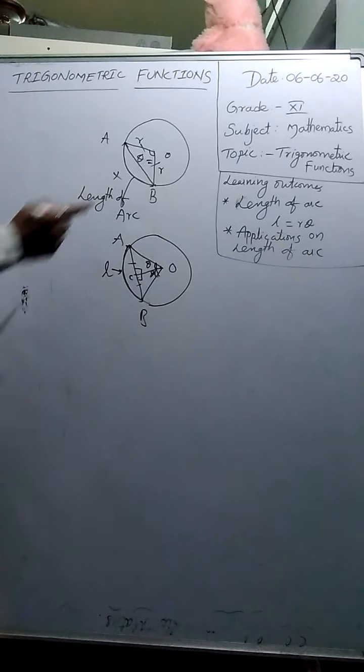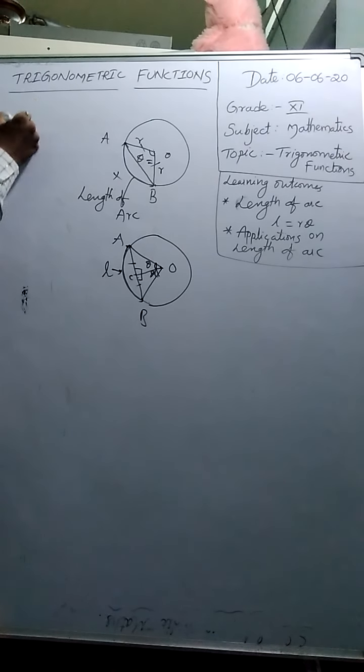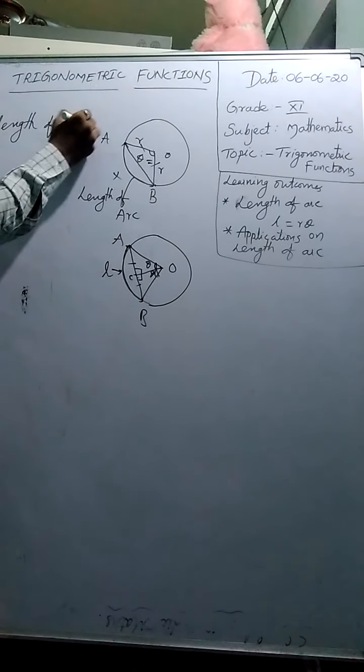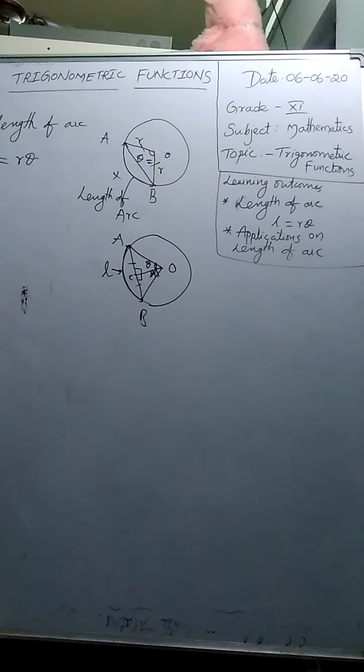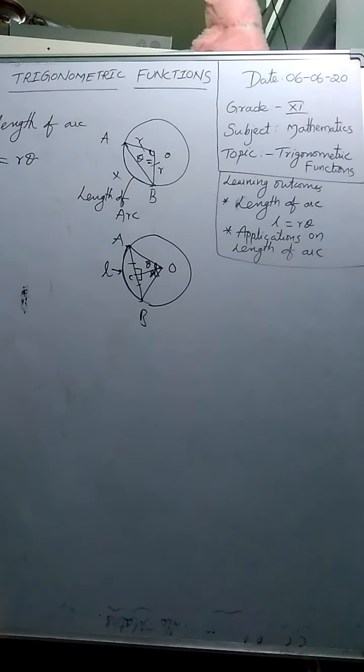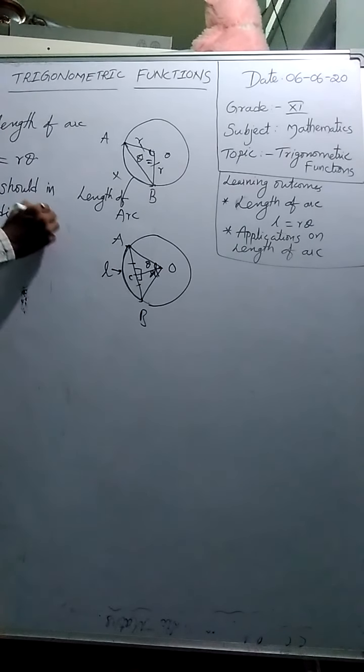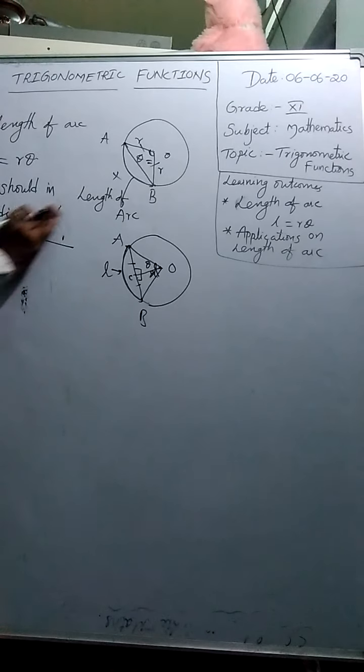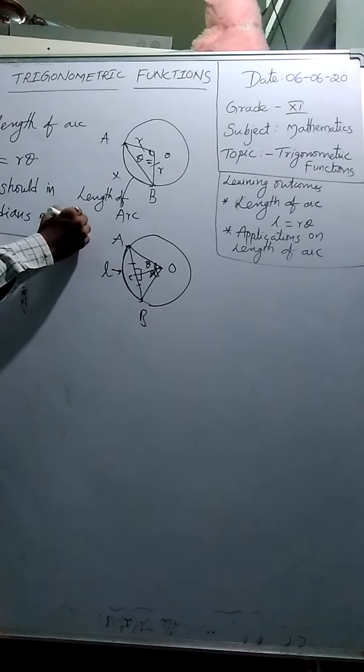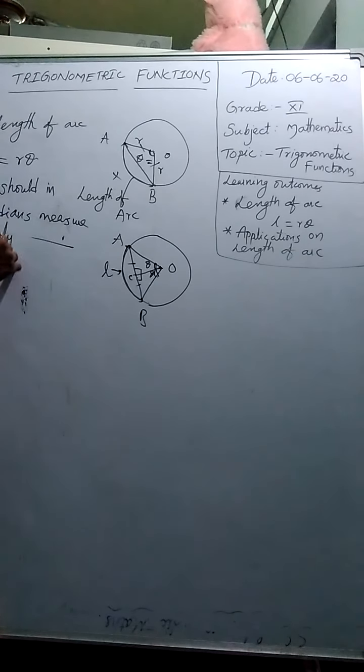Okay, students. The formula for length of arc is r theta. Here r is the radius, and theta is the angle of the sector at the center made by that arc at the center of the circle. But theta, the angle, should always be measured in radians only. If they give it in degrees, first we will convert into radians and then proceed.